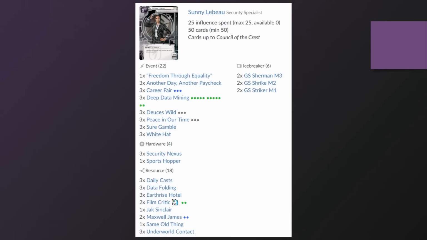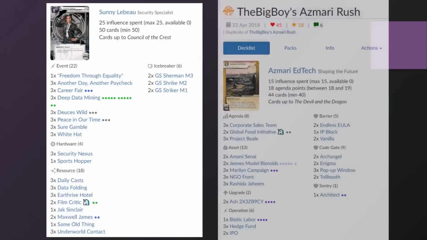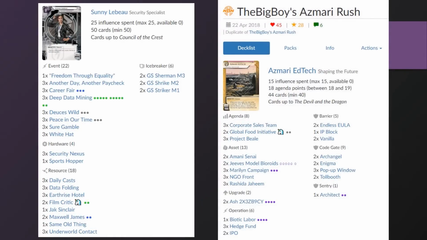Today we'll be playing up against Big Boy once again. If you remember, we featured his Azmari Rush deck two episodes ago in Successful Demo, and he'll be playing the same deck once again. I hope you remember, it's that Rush deck. Even though it's a tier 1 deck, and our Sunny deck is probably tier 76 or something, there are some unique interactions between these two decks that make this matchup less of a walkover.